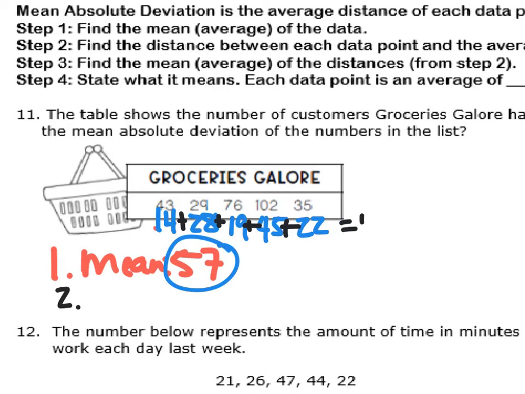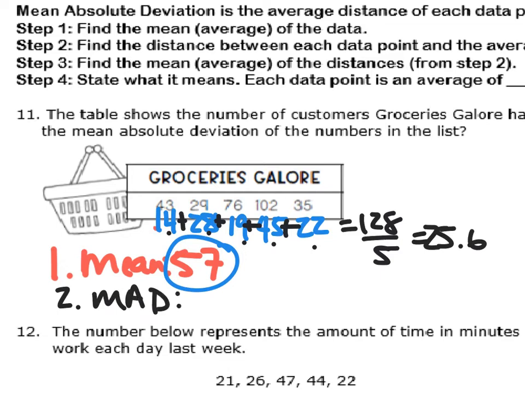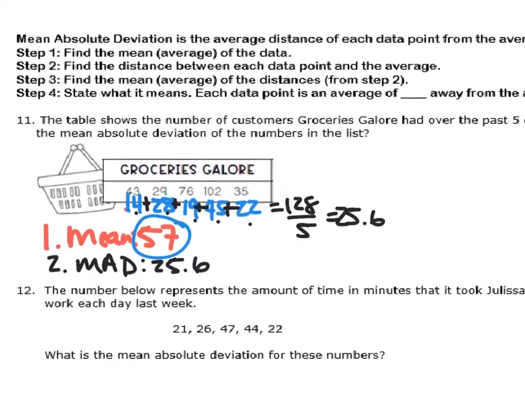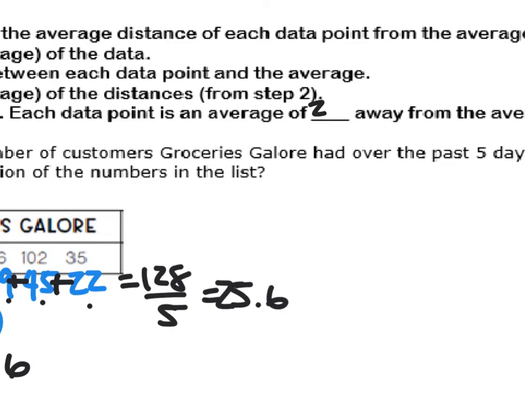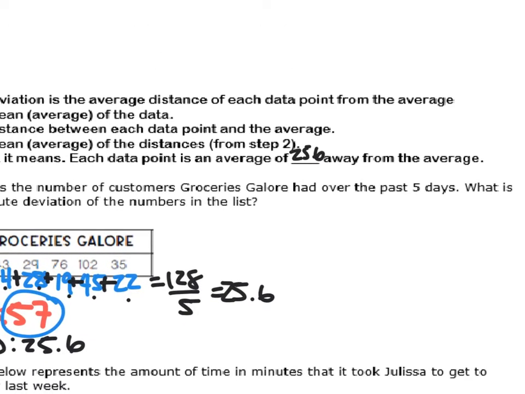I get 128, but that's not my answer. I still have to divide by however many numbers I added. 1, 2, 3, 4, 5. So divide by 5. Control Enter, and we get 25.6. So my mean absolute deviation is 25.6. So this means that each data point is an average of, for this problem, 25.6 away from the average.